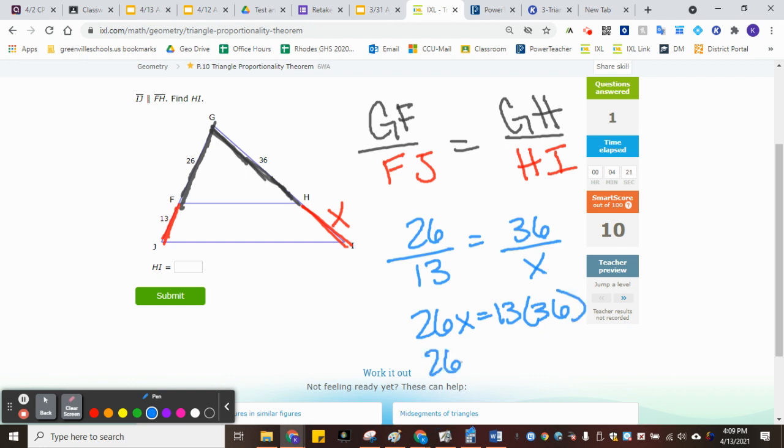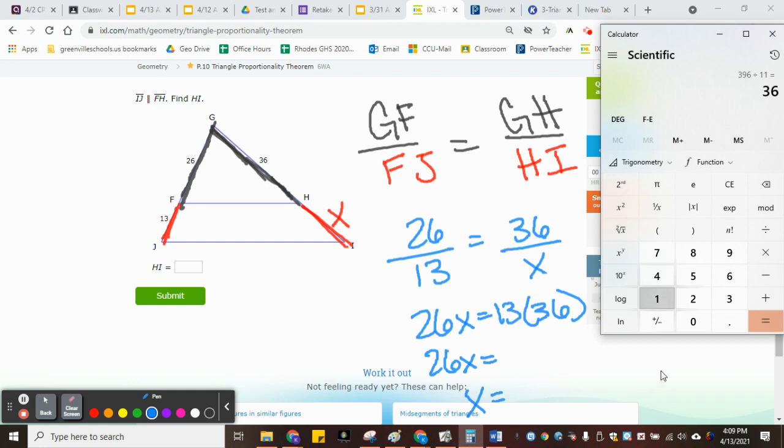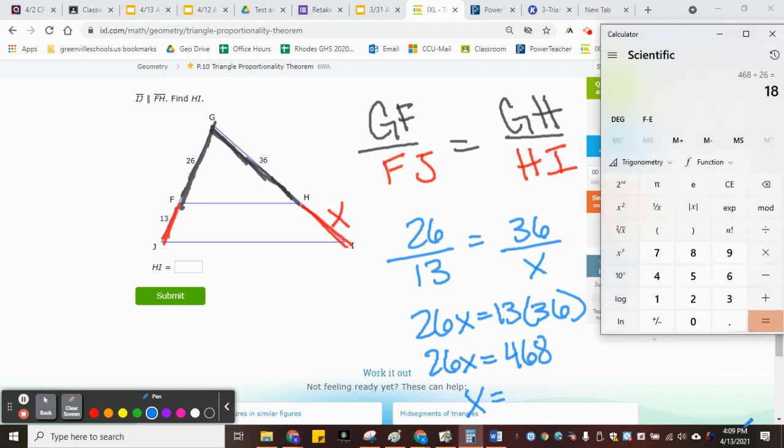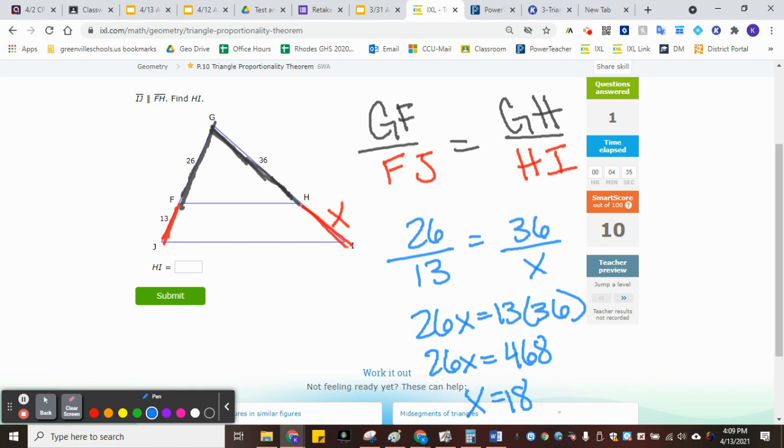So 26x is equal to something, which means x is equal to that. So 13 times 36 is 468. Divided by 26 is 18. So 18.